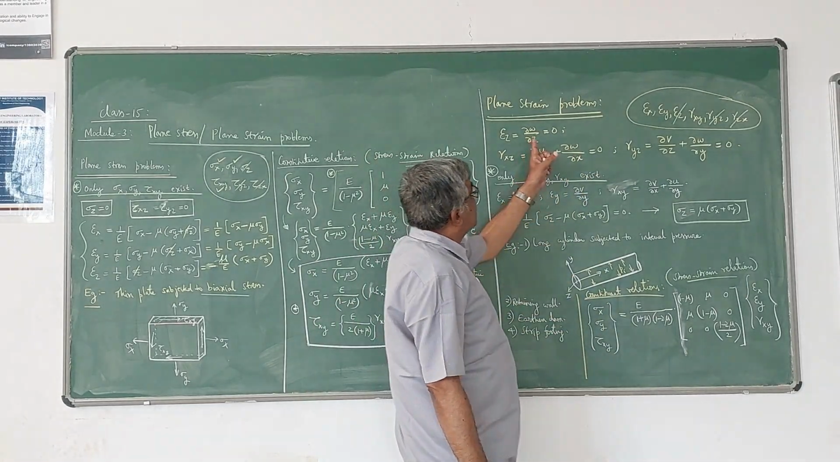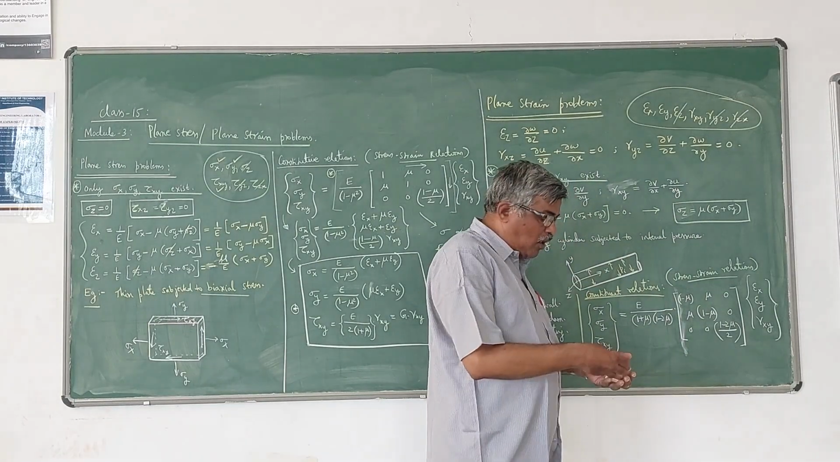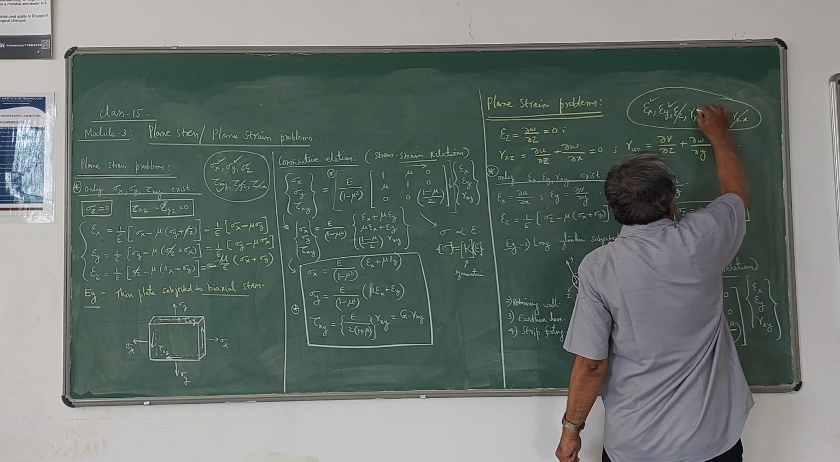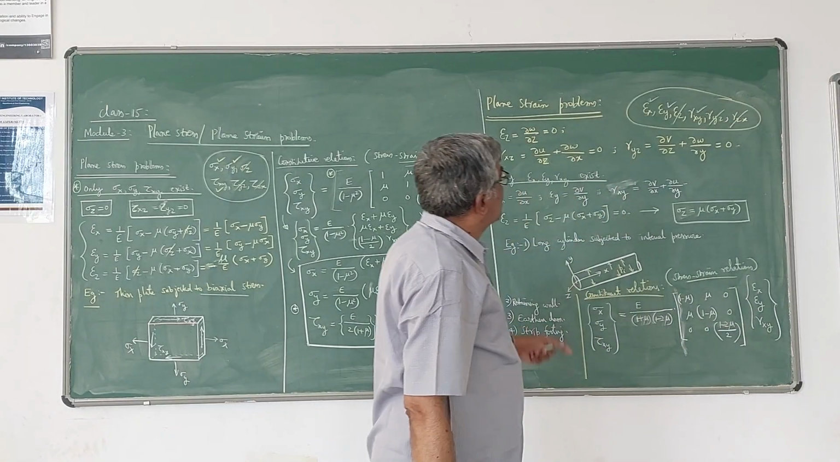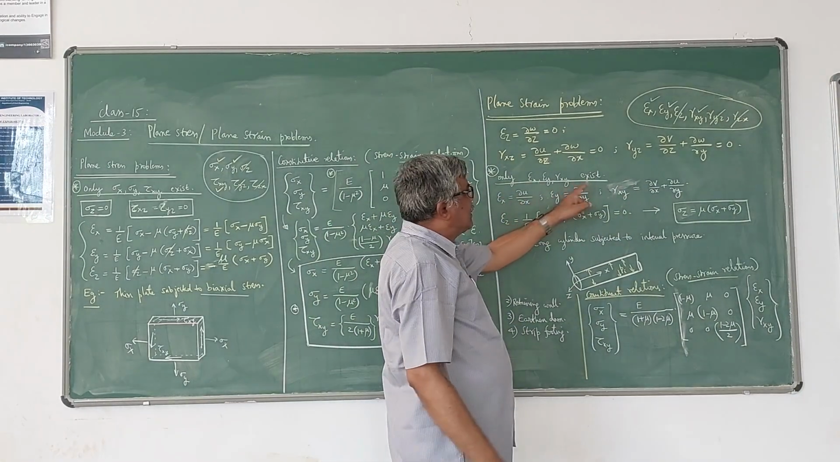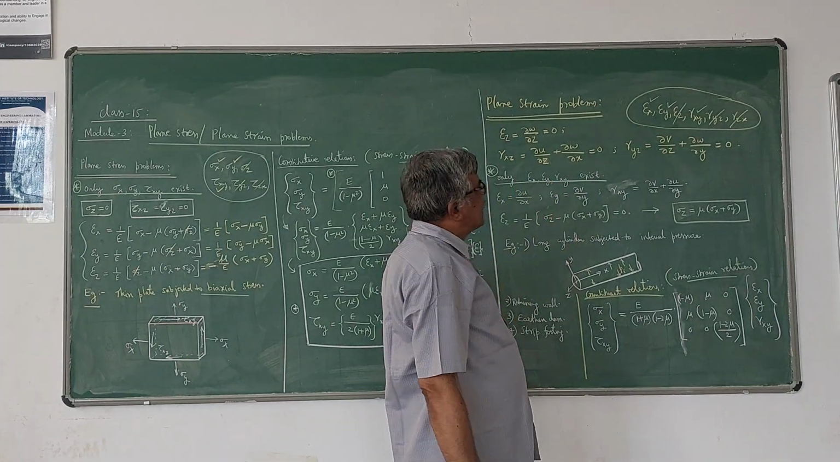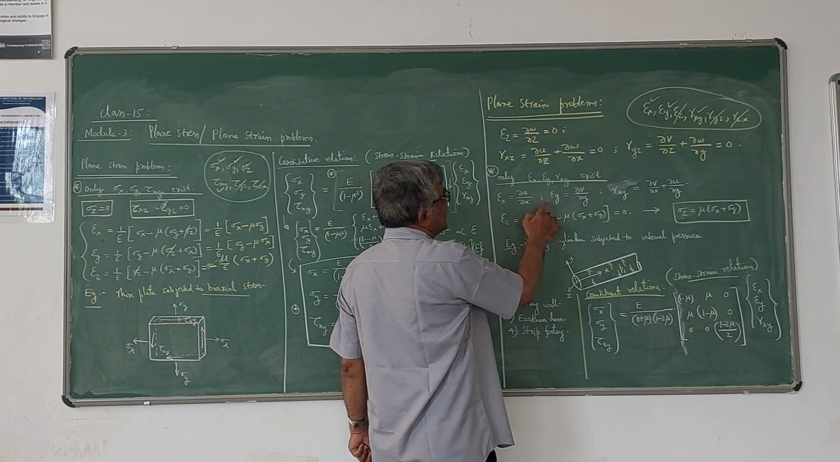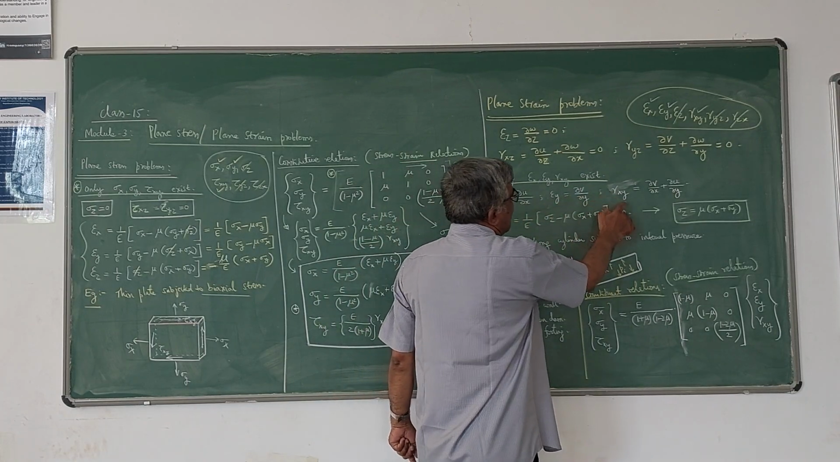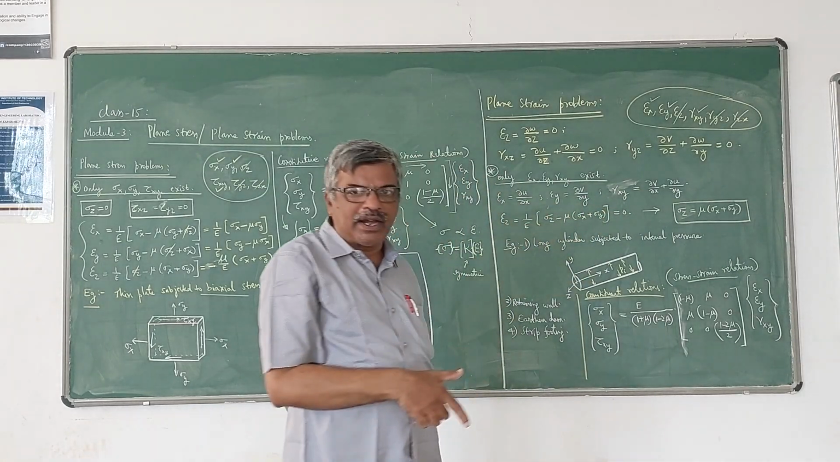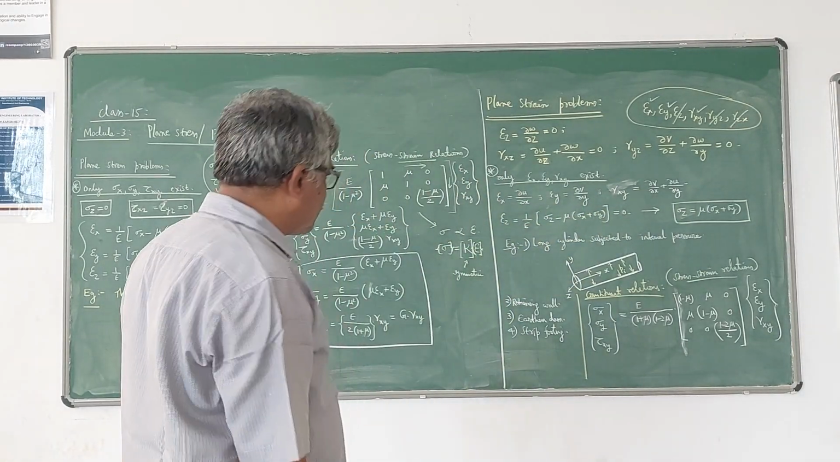So these 3 strain components will be 0, and you will be left with only the other 3. In the case of plane strain problems, you will have only epsilon x, epsilon y, and gamma xy. The other 3 will be zeros. Epsilon x is nothing but dou u by dou x, epsilon y is dou v by dou y, and gamma xy is dou v by dou x plus dou u by dou y. How to write this, I have explained in the earlier lecture.